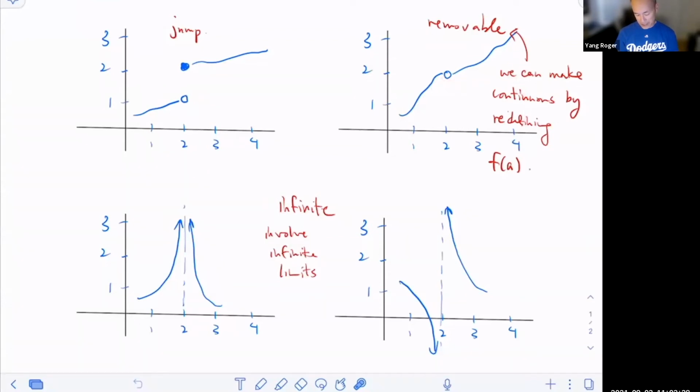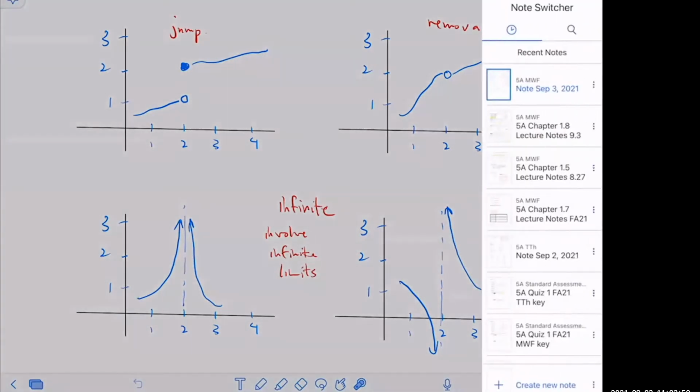Removable, the limit exists. Jump, two different limits as you come from either side. Infinite, one of the limits is going to be either positive or negative infinity. Thank you, Professor.